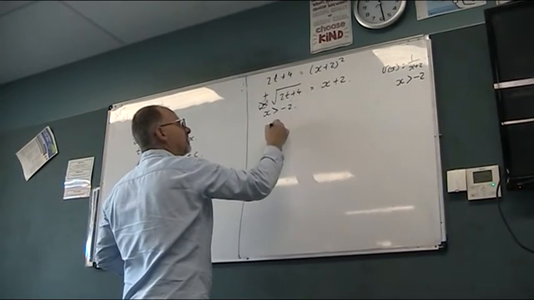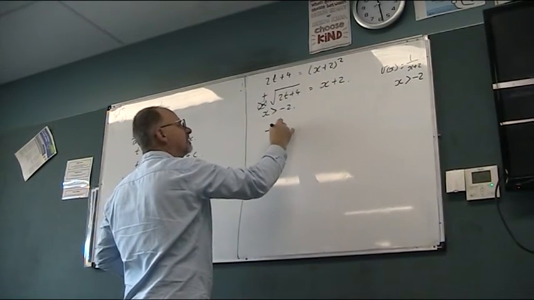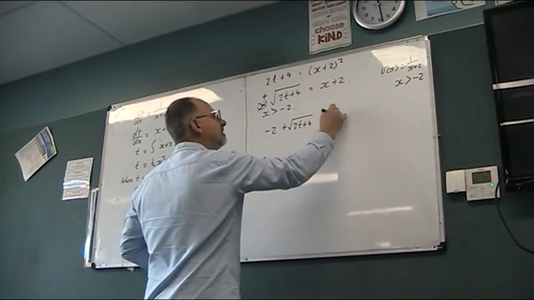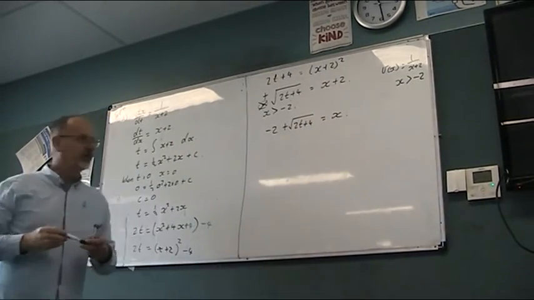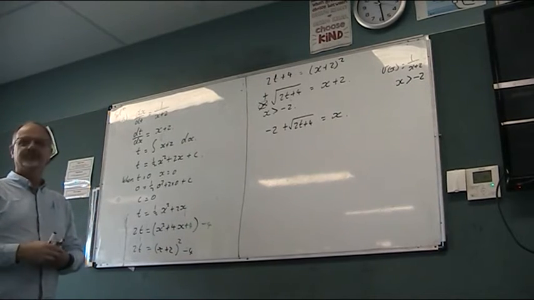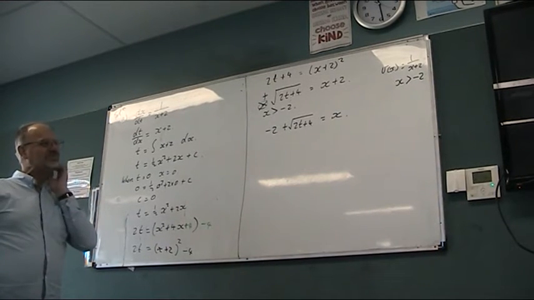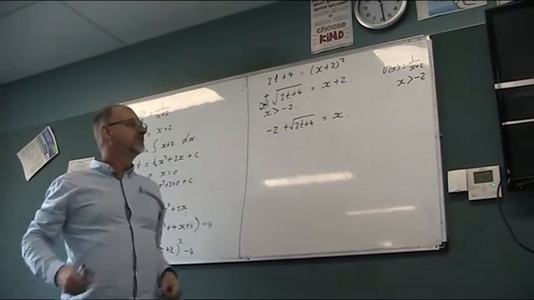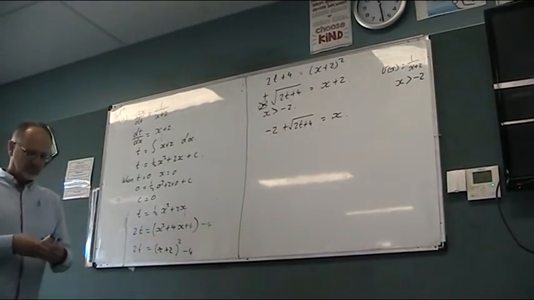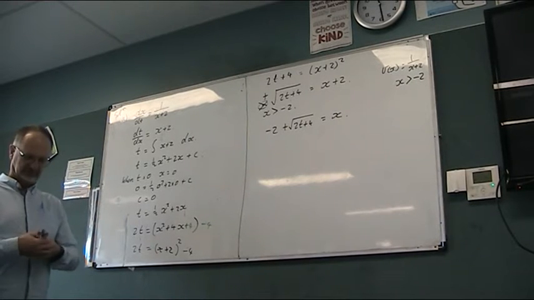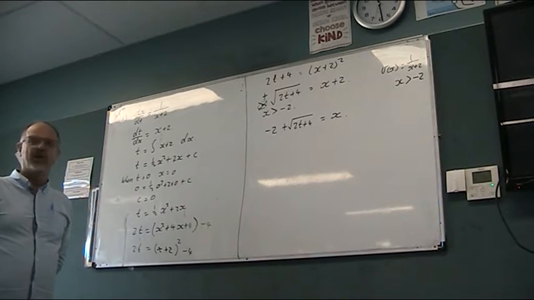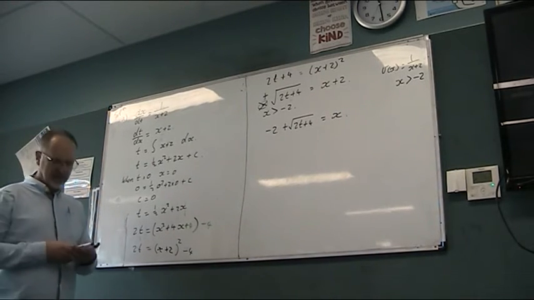Alright, and then we take 2 away, so minus 2 plus the square root of 2t plus 4 is equal to x. Because if we had the negative, it would be less than negative 2, wouldn't it? Taking more away. Okay, so there's part A.